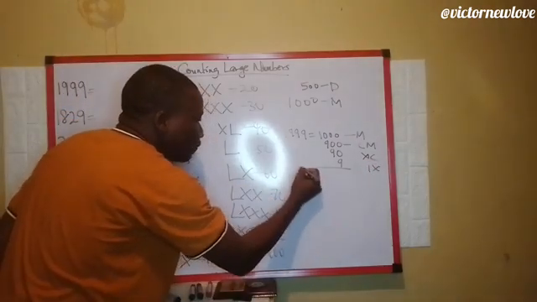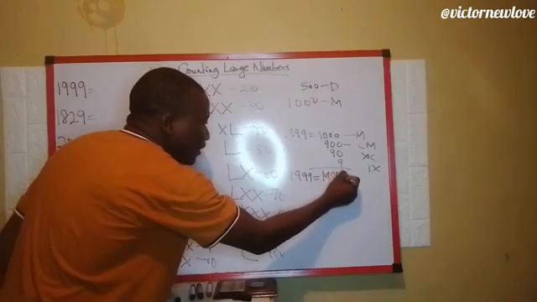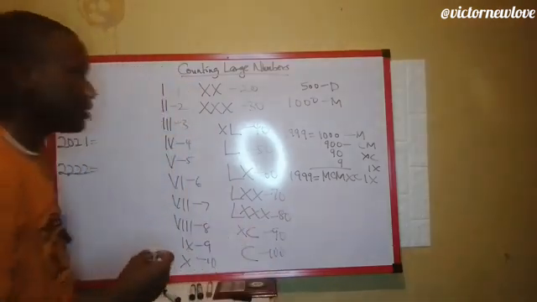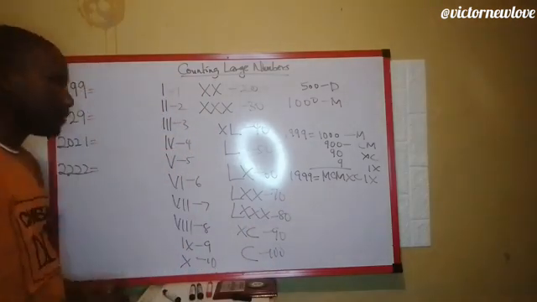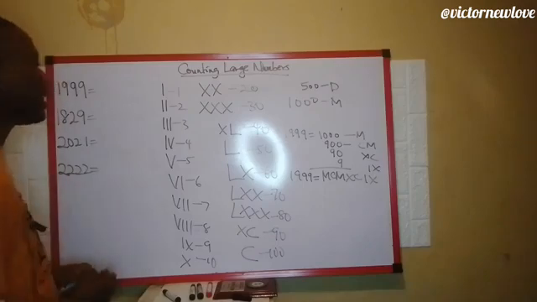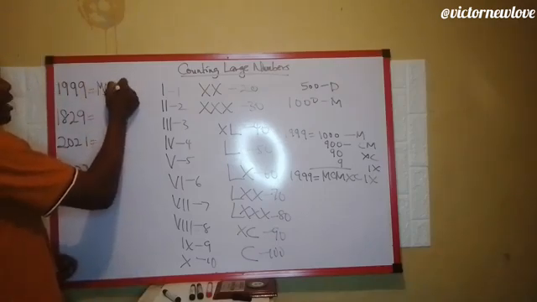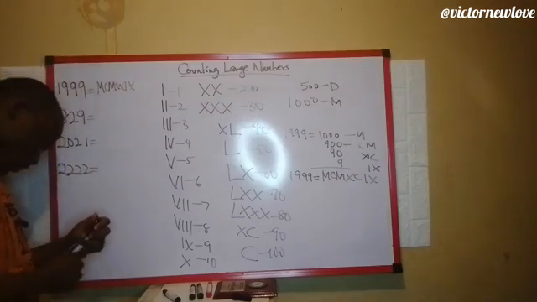So meaning that we have 1999 as MCM XC IX. MCM XC IX. That is 1999. MCM XC IX.